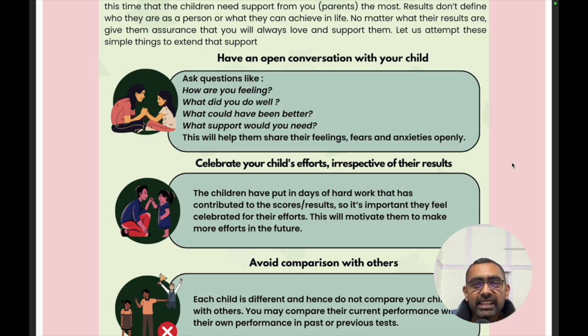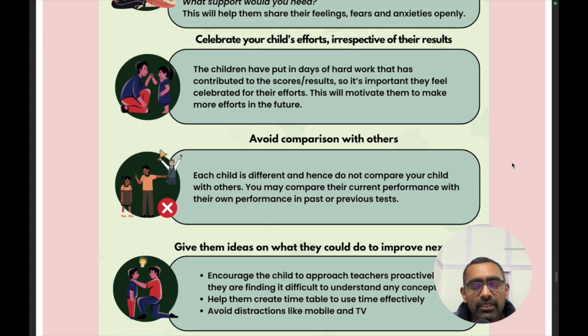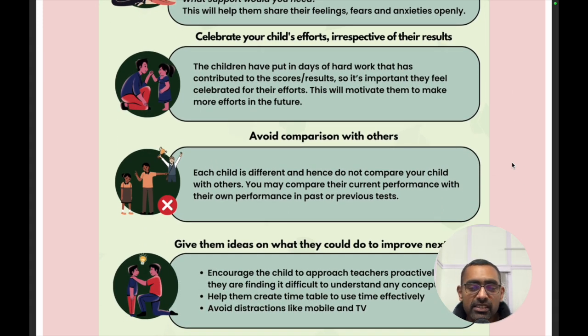Stop comparing these results with others. The competition should be with oneself. Have we improved from previous results, from the previous academic year? That should be the approach of every child. We should help them improve. We should help them identify what they want to do, what they want to read more, what they want to become. That is the responsibility of the parents.